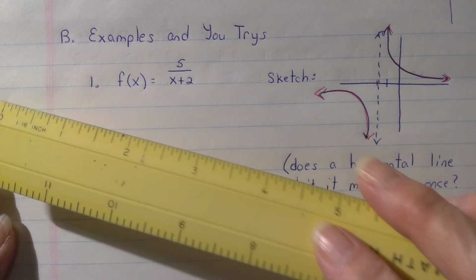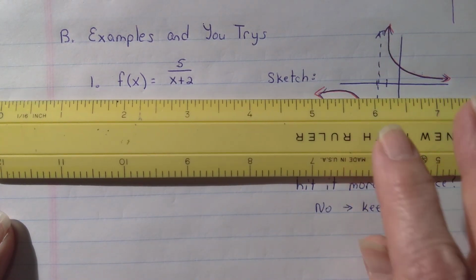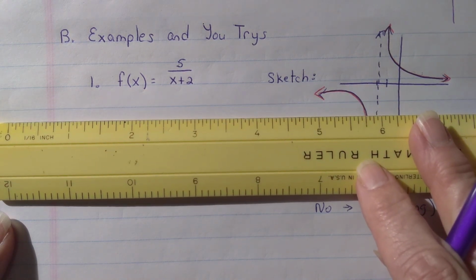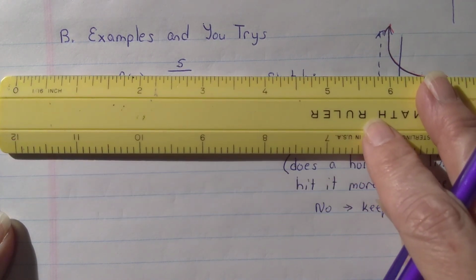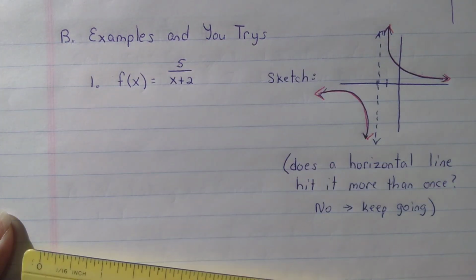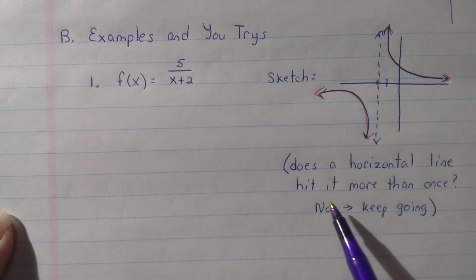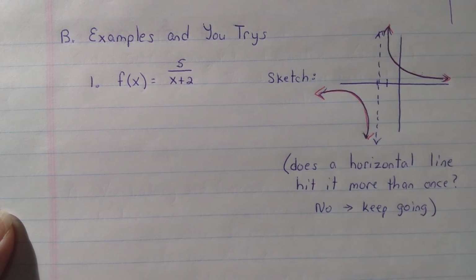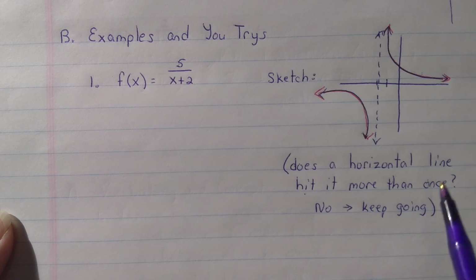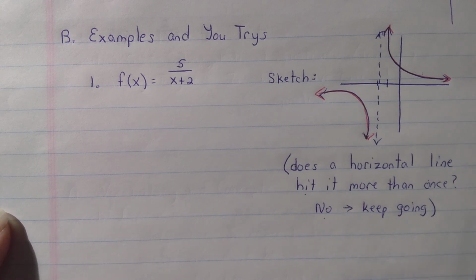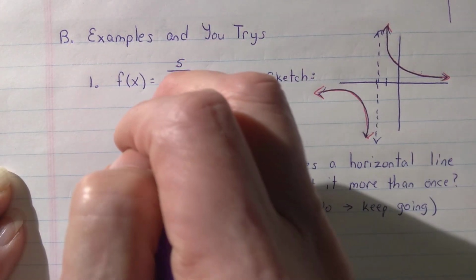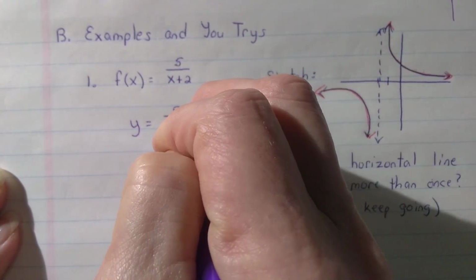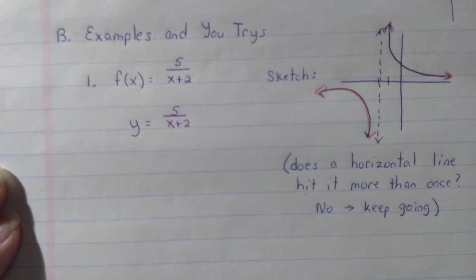So let's test this thing. If I have a horizontal line, yes, it only hits once, only once, only once. So yes, it only hits it one time. That means that no, it does not hit it more than once, which means I keep going. Now keep going means do this. Y is equal to 5 over x plus 2. That's my original function. Find an inverse.